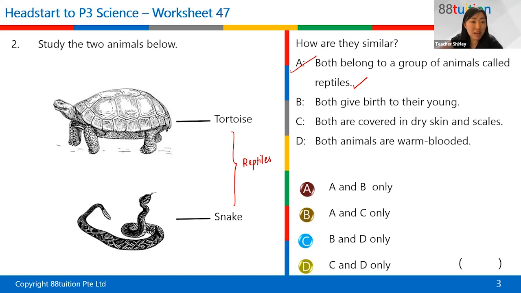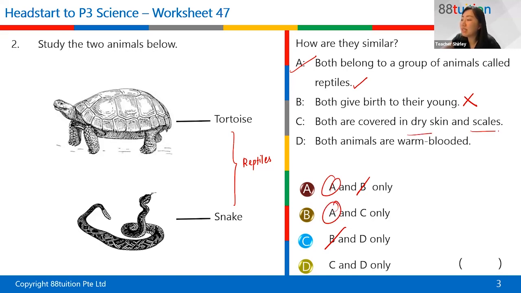Do they give birth to young? I think no, right? So how do the tortoise and the snake reproduce? By eggs. Yes. Okay, the tortoise and the snake lay eggs, so this is wrong. So whatever has B is out, A is correct. Okay, let's look at C.